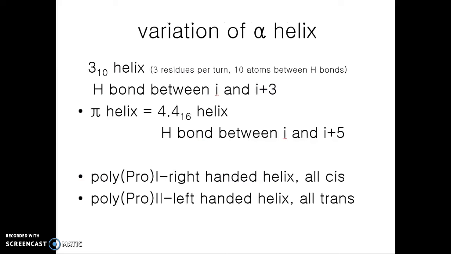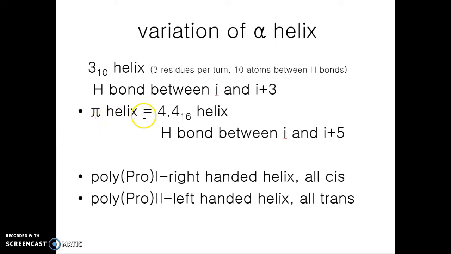Now we can understand some variant types of helix. There are several in this category. 3-10 helix first, meaning 3 residues per turn. 10 atoms are actually making the turn between two hydrogen bonds. In this case, the hydrogen bond is made between i and i plus 3.